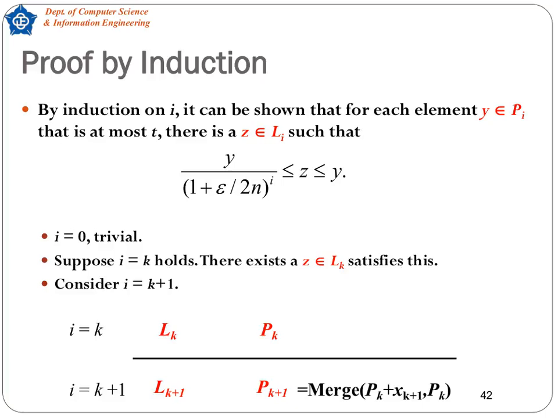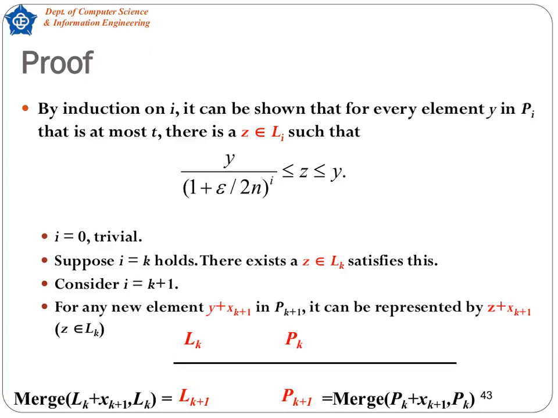Z and L shifted by x, each element plus x. Z is the original L. Because of this merge and the extra division by 1 plus epsilon over 2n at each step, every y in P still has a proxy z in L satisfying y divided by 1 plus epsilon over 2n is less than or equal to z is less than or equal to y. This completes the inductive argument.